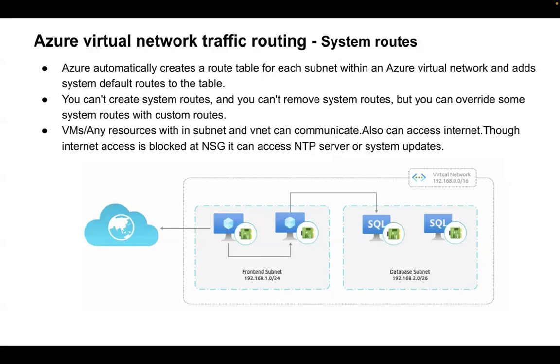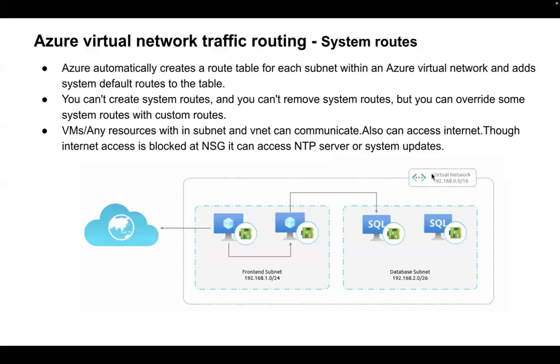User-defined routes are custom routes. VMs and any resources within a subnet and VNet can communicate, because the system route table is getting automatically updated. What does that mean? Anything in the VNet will be able to communicate with each other, and you don't need to create or update any routing table.